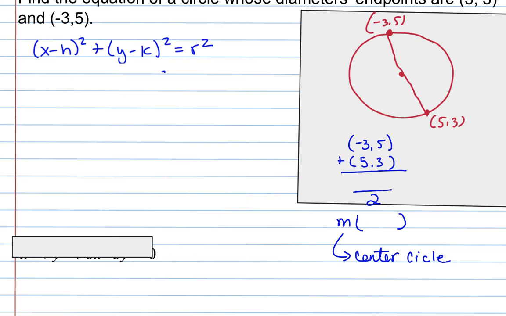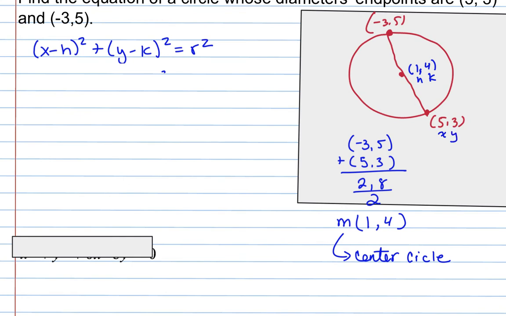So -3 plus 5 is 2. 5 plus 3 is 8. 2 divided by 2 is 1. 8 divided by 2 is 4. So that means our midpoint is 1, 4, which means also that our center is 1, 4. So that is our center. Now that means we have our h and k. And you could use either -3, 5 or 5, 3. I used 5, 3 as my x and y.